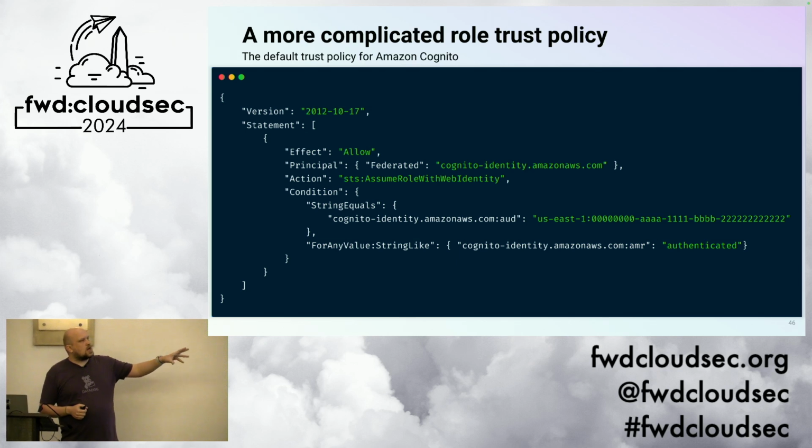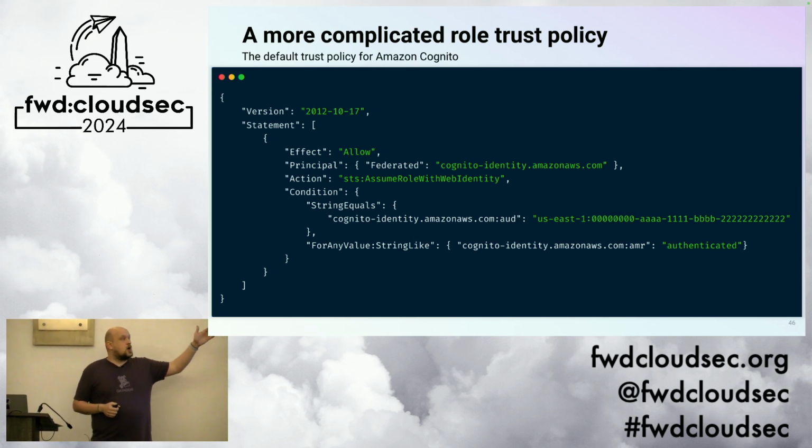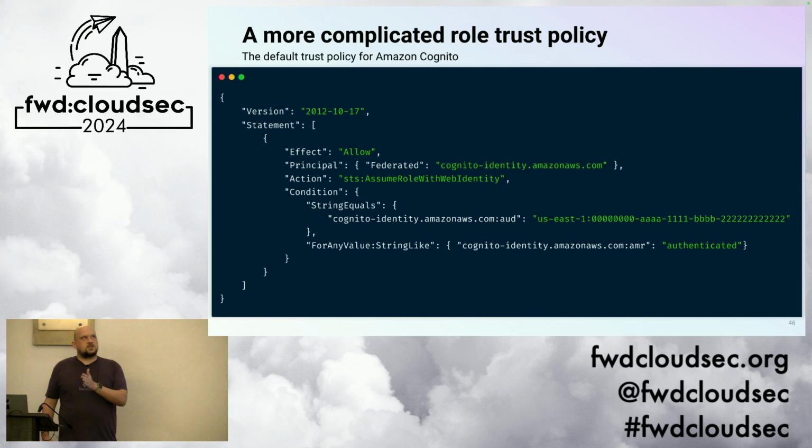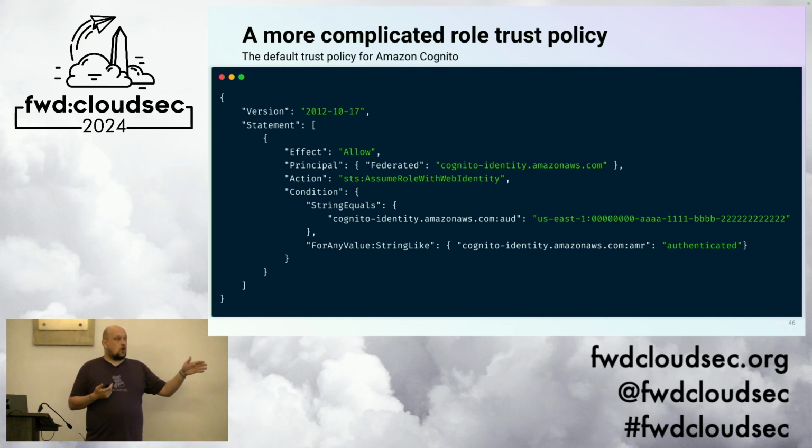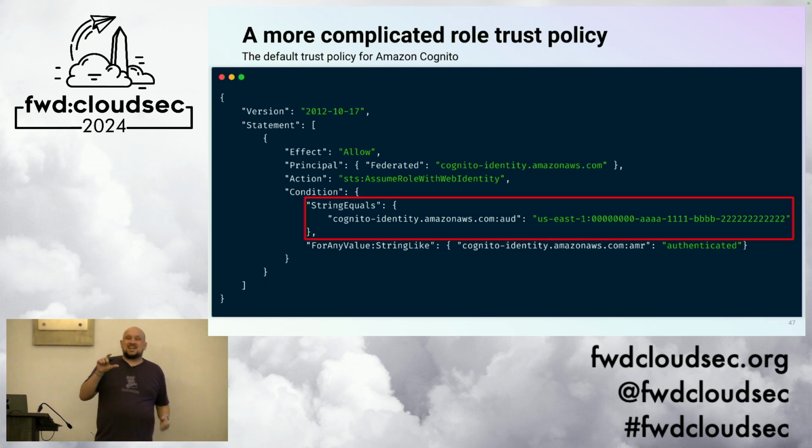If we were to read this policy, what it says is that we're going to allow the federated principal Cognito identity, so the Cognito identity service, the ability to assume role with web identity under the condition that the AUD value, the audience value, is set to a particular string, and that the AMR, the authentication methods references, is set to authenticated. What this condition is doing is basically blocking or setting where you can be coming from in order to assume this role. And that particular string is the identity pool ID associated with this role.